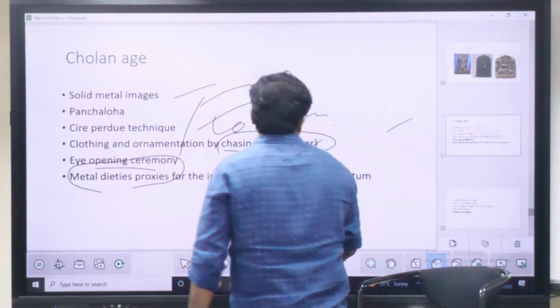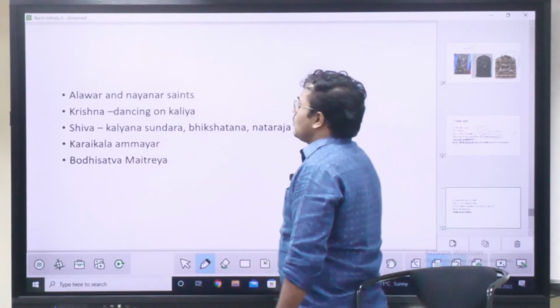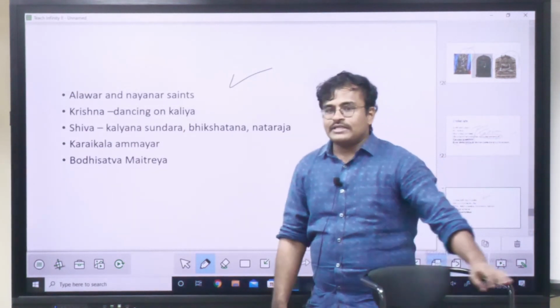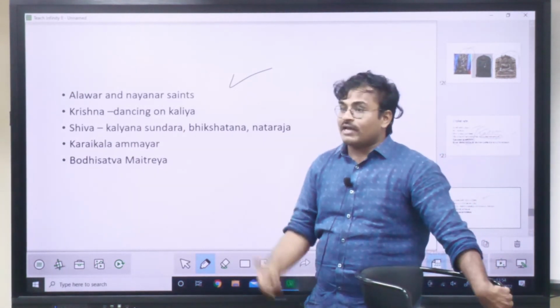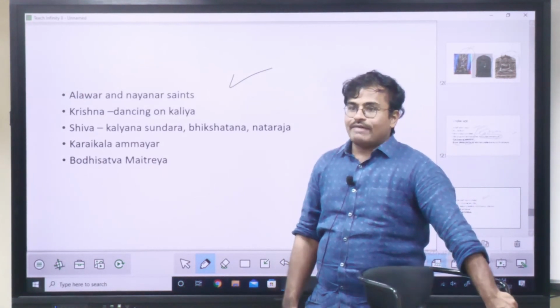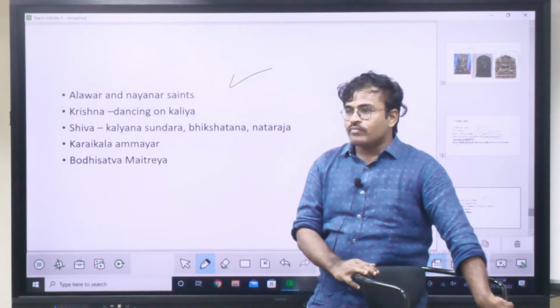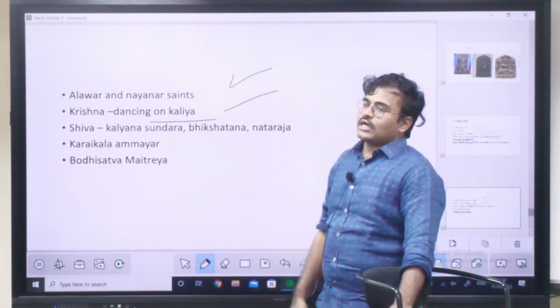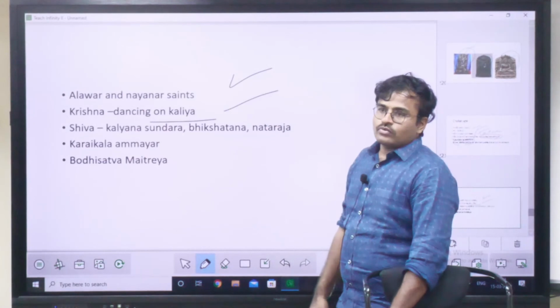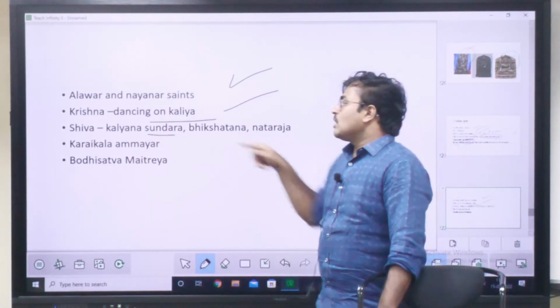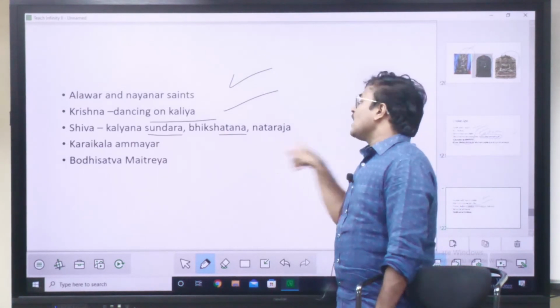So this is the case, and these Cholan images depict Alvar and Nayanar saints. Remember, in the NCERT textbook also there is an image of Karaikal Ammaiyar which is given. This lady has a very thin and lean body. So that is one. Then Krishna is also shown dancing on Kaliya, the snake, Naga. Then Shiva is shown in Kalyana Sundara Mudra, Bhikshatana Mudra, and Nataraja Mudra.